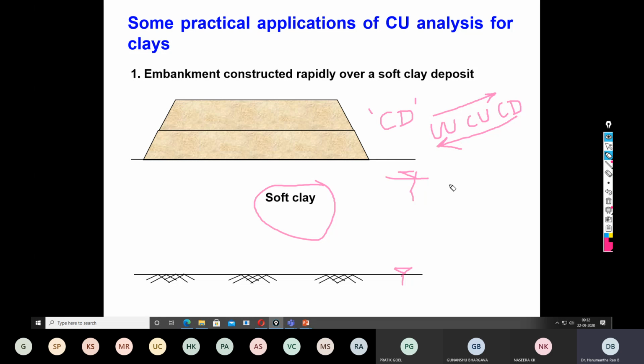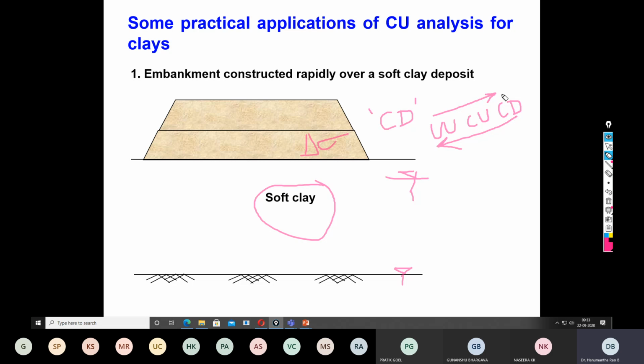Now let me ask another question. Initially, the soft clay is fully saturated. Therefore, the moment you start filling, the unconsolidated undrained condition arises. Then slowly, because of the delta sigma, that is the increase in effective overburden pressure, the soil is transformed from the UU condition to the CD condition.